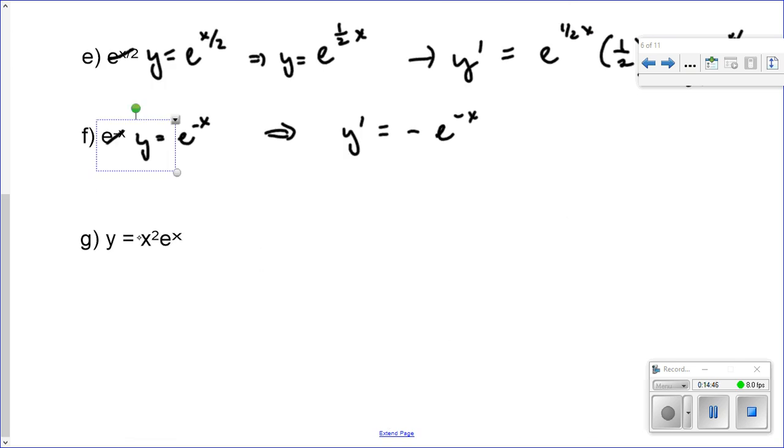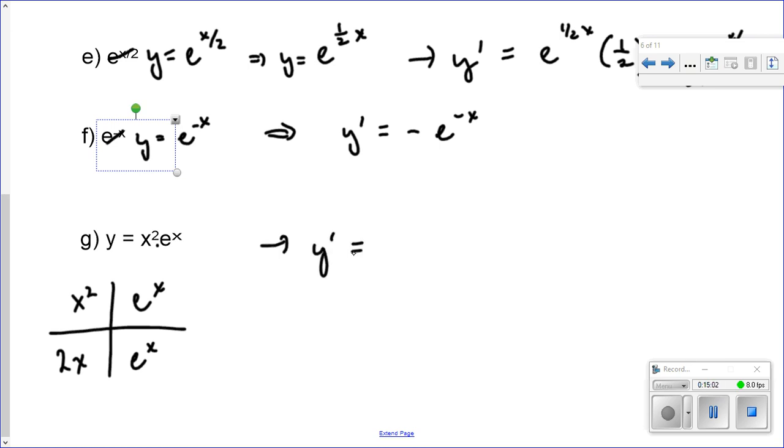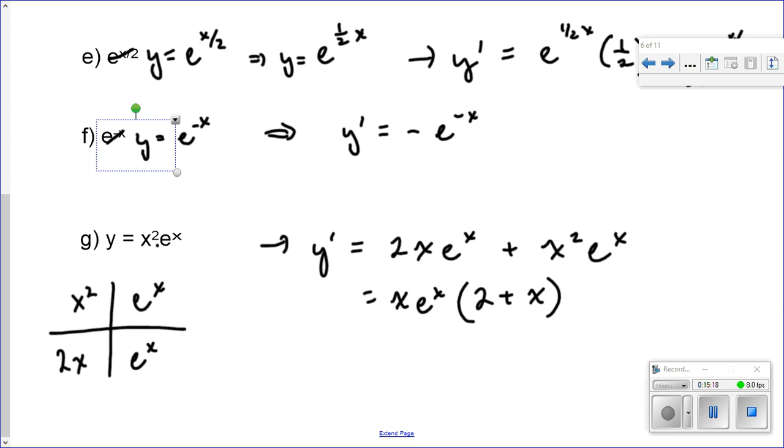I've got y, and I've got an x squared multiplied by e to the x. Now, this is product rule. I've got two functions here, so I need a product rule. It is just the application of my product rule: 2x times e to the x plus x squared times e to the x. Notice that there's a common factor. I can take out an x and an e to the x. That leaves me with 2 plus x, which is the derivative of my original function here.